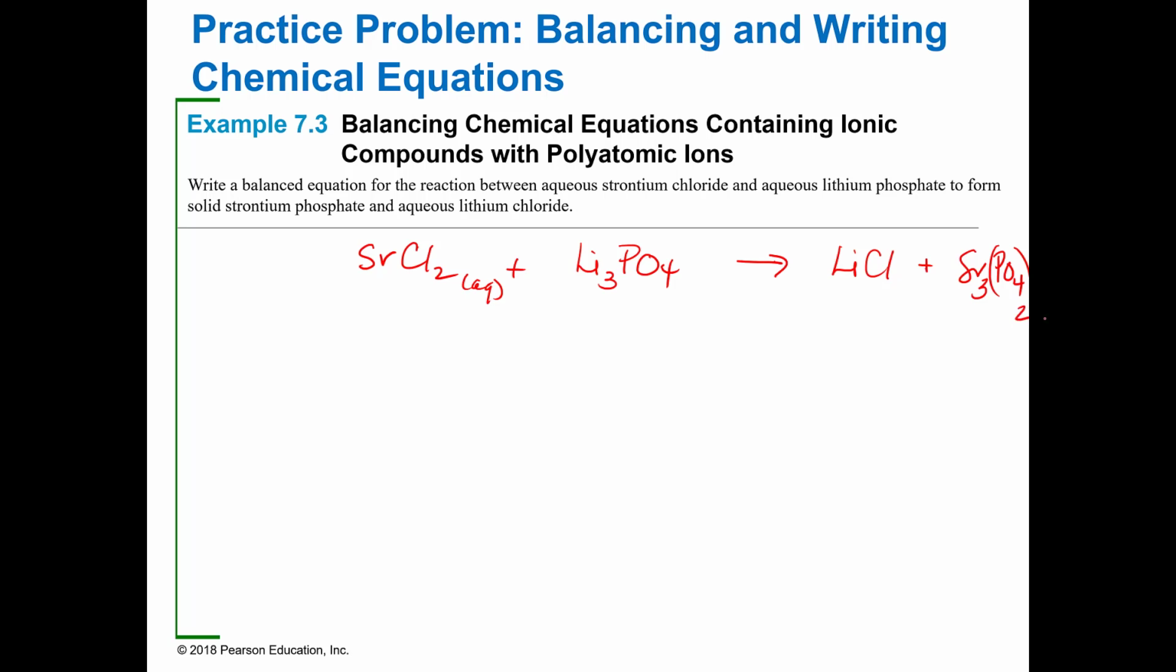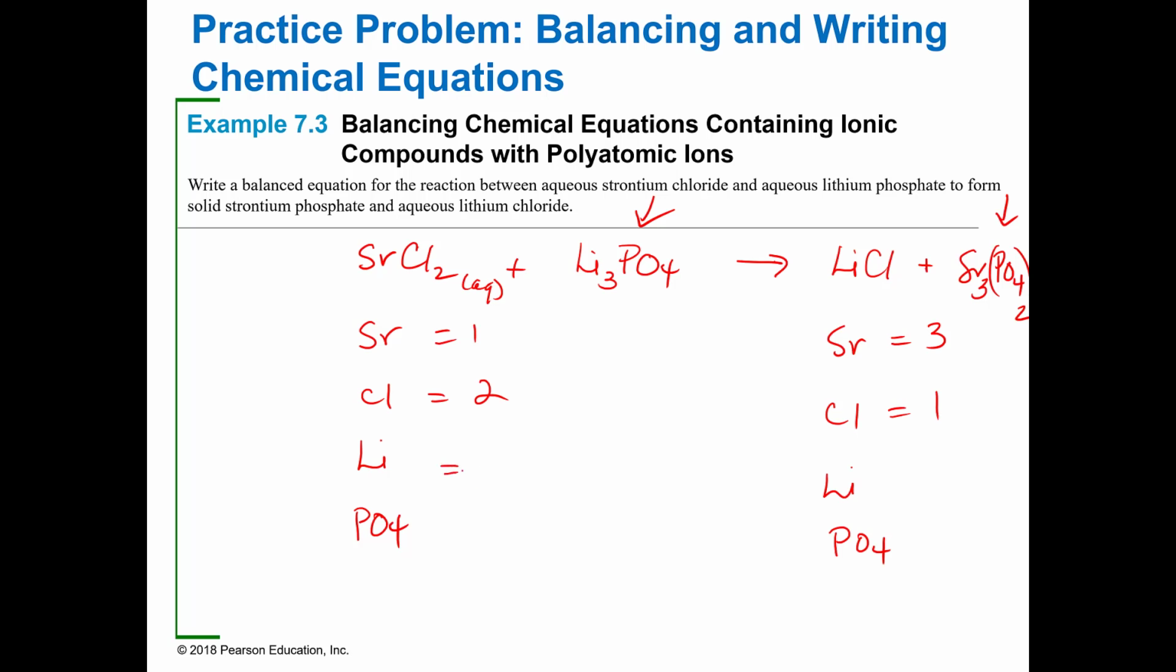Okay, so we got to balance this, right? So the way I'm going to balance it is I'm going to have strontium, chlorine, lithium, and PO4 because I have PO4 on this side and I have PO4 on that side. All right, I have 1 strontium and 3 strontiums. I have 2 chlorines and 1 chlorine. I have 3 lithiums and 1 lithium. And I have 1 PO4 and 2 PO4s. See how that works?